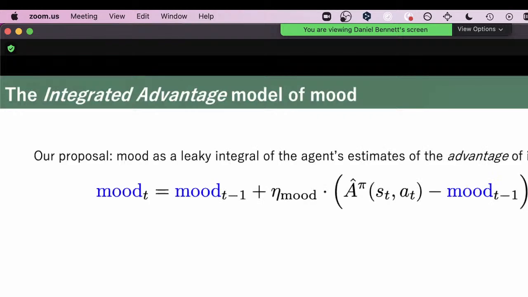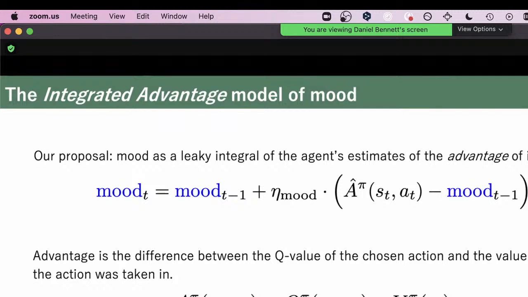So what we did in this model was, our proposal is that mood can be conceptualized as, instead of being an integral of reward prediction errors, being an integral of estimates of this quantity, which is called advantage. This is just a formal way of saying that, but remember I mentioned these things, the Q value and the V value, the state value. If you take the difference between the Q value of the action that you chose and the V value of the state that the action was chosen in, you get a quantity that's called advantage, which basically corresponds to, should I do that action more or less in future?